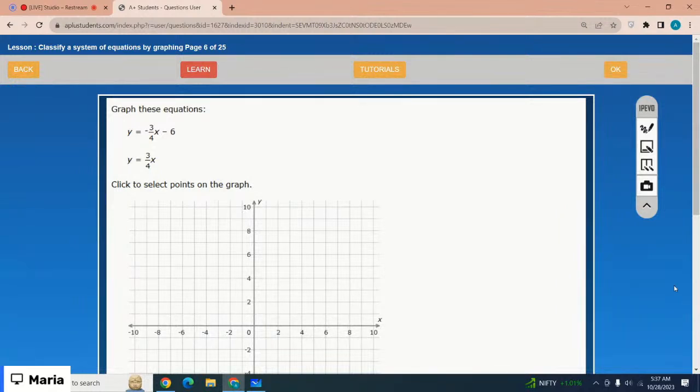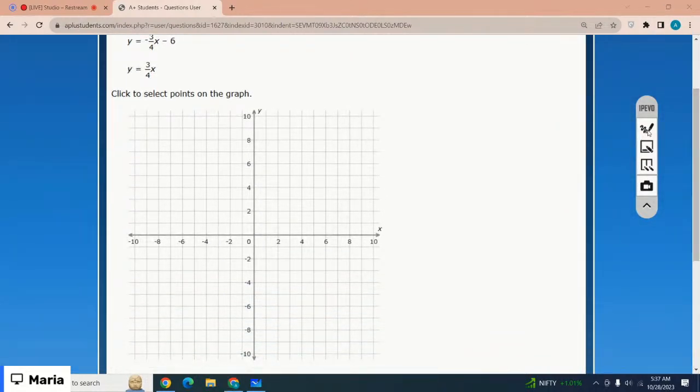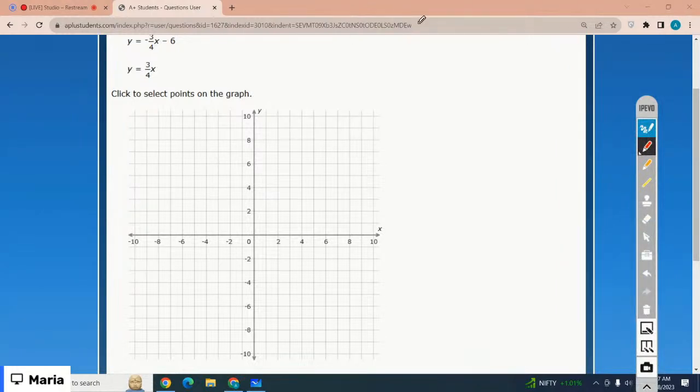Okay, let's just plot the equations. Plot the graph for both the equations, right? So the first one has slope negative 3 over 4. That means you need to move down 3 points because it is negative, and right 4 points. The y-intercept is negative 6, so the point is (0, -6). Move down 3 points, 1, 2, 3, and move right 4 points, 1, 2, 3, 4. So here are the 2 points, just join them and make a line.